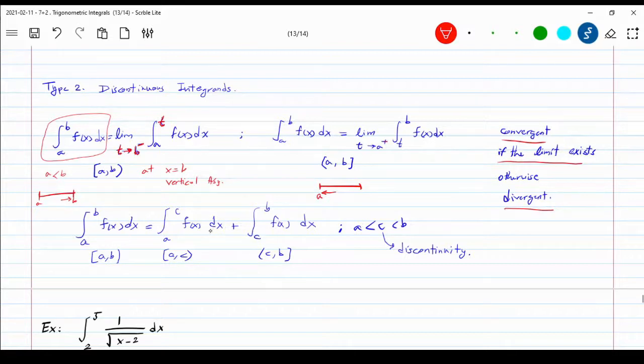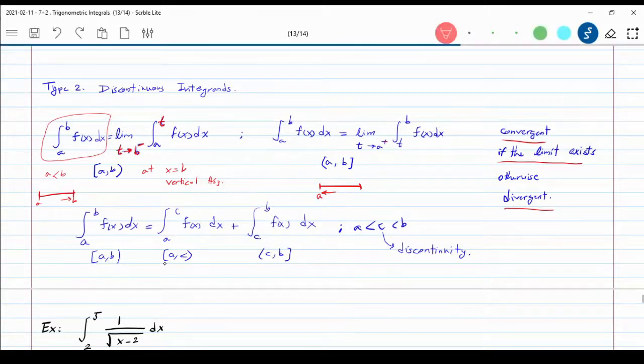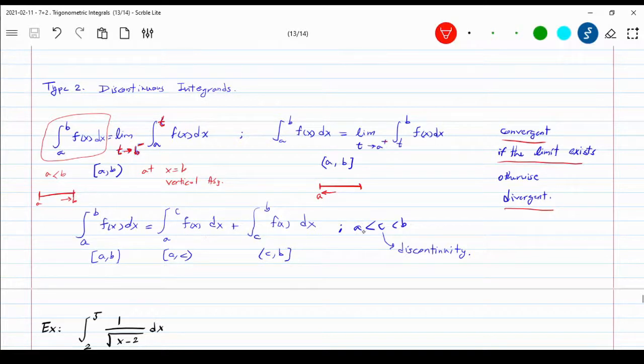And what if we have a discontinuity in between a and b? Then you break up the integral into two parts. Let's say the discontinuity happens at a constant c in between a and b. Then you break up the integral from a to c and from c to b, and you calculate each one of these two. If one is divergent, the result would be divergent. If they're both convergent, then the integral will result in a convergent form.